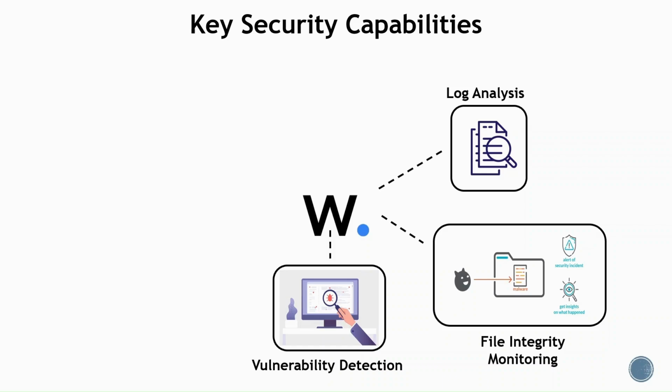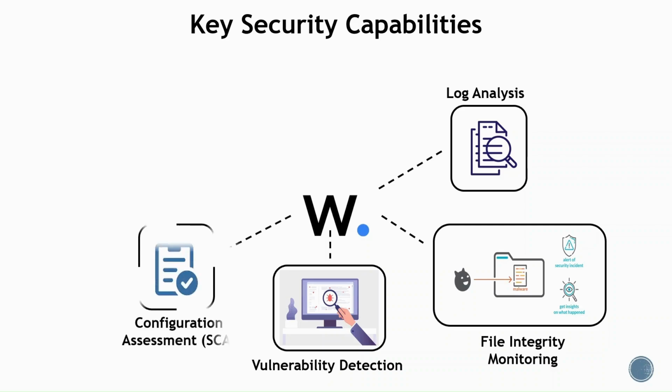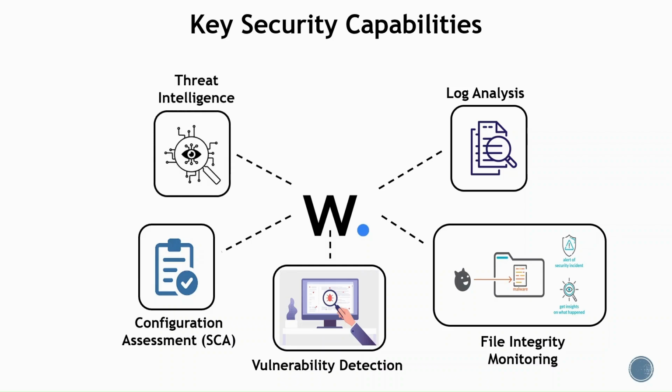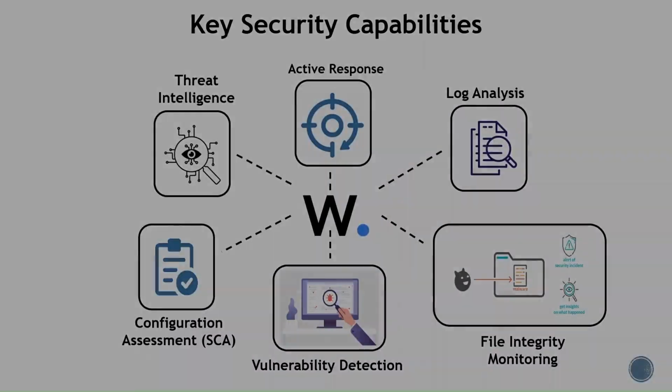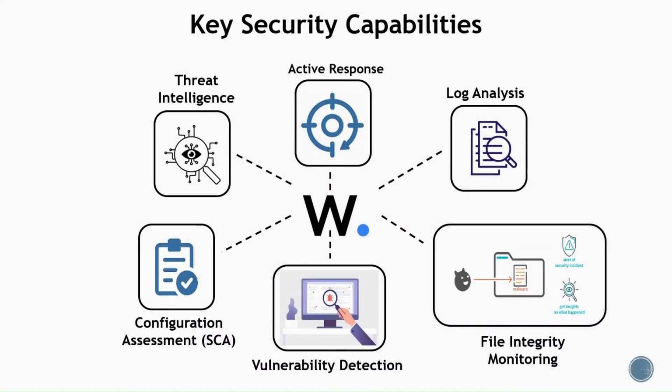It also does vulnerability detection. It will actively scan your computers for known weaknesses that an attacker might use. Also, it does configuration assessment, which means checking your systems for common setup mistakes that could leave your system open to attack. And it also uses threat intelligence feeds to identify known bad actors, like harmful IP addresses or files. And a really useful feature is active response. This lets Wazuh automatically take action when a threat is found, like blocking an IP address immediately.